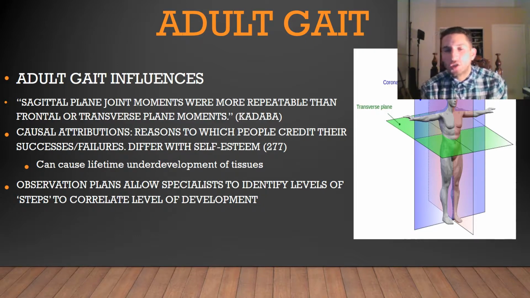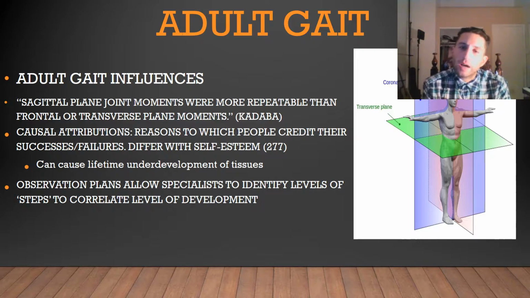Now, when I say tissues, essentially that is the less probability to participate in sports and exercise, and that's important because over a lifetime, tissues, especially muscular tissue, will not have the opportunity, as others who are more active, to actually develop and become more hypertrophied and develop more fibers. Also, when it comes to examining various different types of gait, there are observation plans which allow specialists to identify levels of steps to correlate level of development. Now, step 1 is going to be the earliest level of development, always the most advanced, which increases in numerical value.